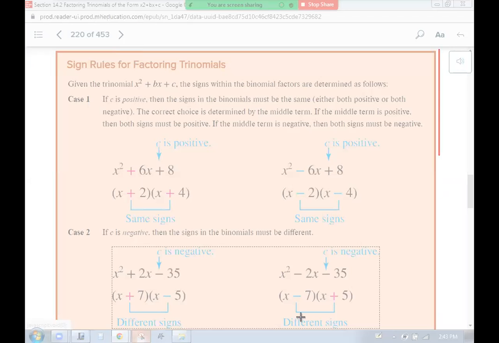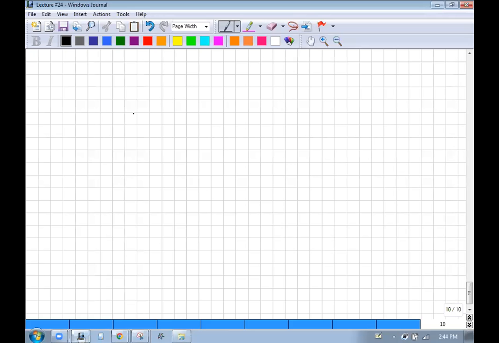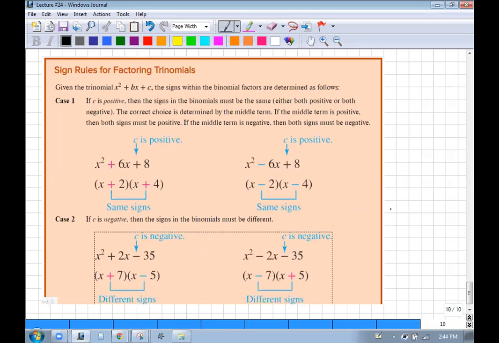So if the signs are bugging you, you can memorize all of this instead of understanding it. All right. So same signs, case 1, they're both positive. Over here, if this is negative and that one's positive, then these both have to be negative, because a negative times a negative gives you a positive, but they add to give you a negative.